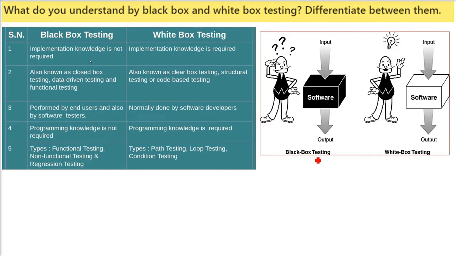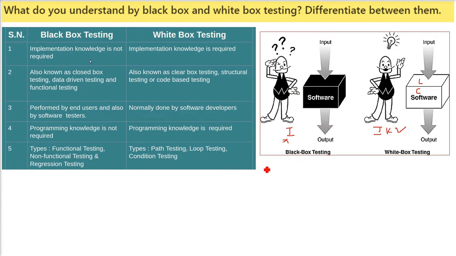So in black box testing, the internal structure, the internal code is not known to you. In white box, you are aware of how the code is written, what is inside. So the looping, the structure, the constructs, all is known to you. So in black box testing, implementation knowledge is not required because you are just going to check the functionality. In white box testing, the implementation knowledge is really required. Without that, you will not be able to do it.